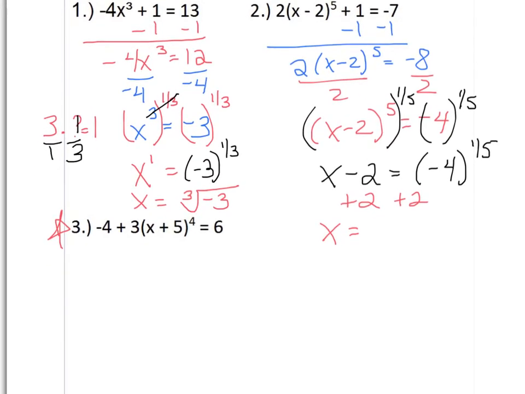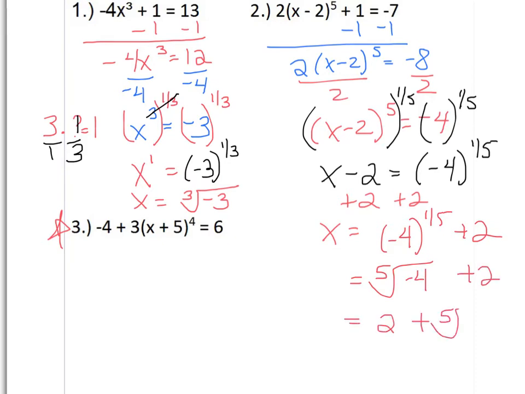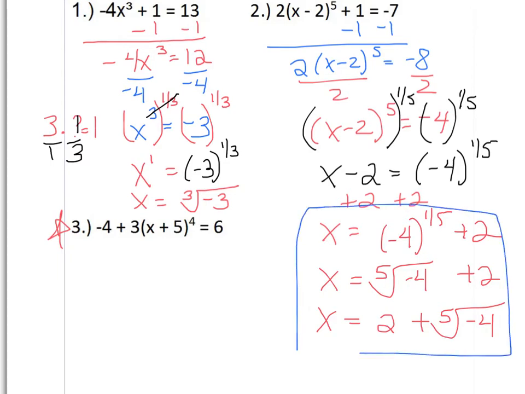So our answer is x equals, let's do it as negative 4 to the 1/5 plus 2. Could also be the 5th root of negative 4 plus 2. Since order doesn't matter, I could put the 2 before the radical. Any of these forms of the answer are appropriate.